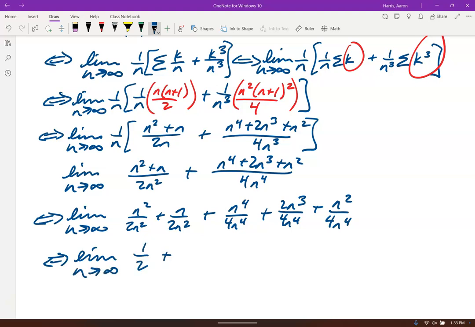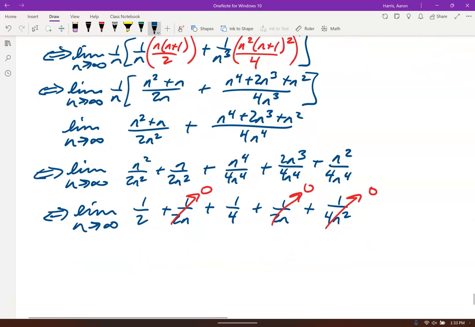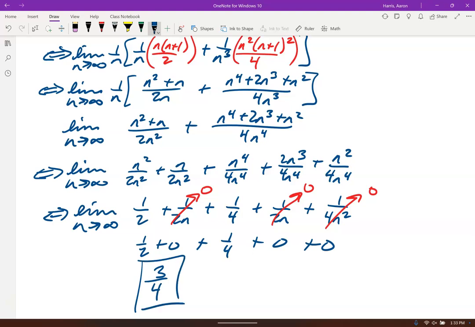One half plus 1 over 2n plus 1/4 plus 1 over 2n plus 1 over 4n squared. That'll go to 0. That'll go to 0. That'll go to 0. So it looks like I got 1/2 plus 1/4, which is 3/4. That's the area under the curve of x plus x cubed, that function, between 0 and 1.